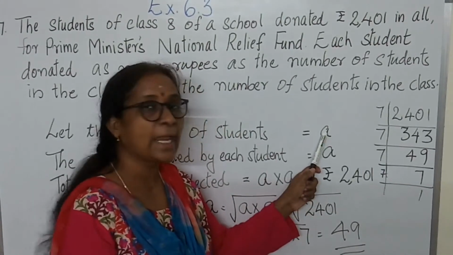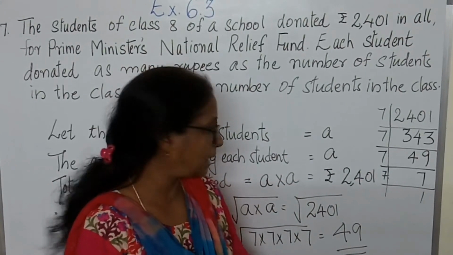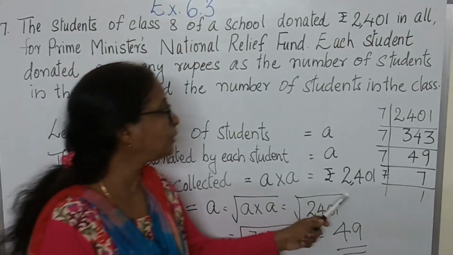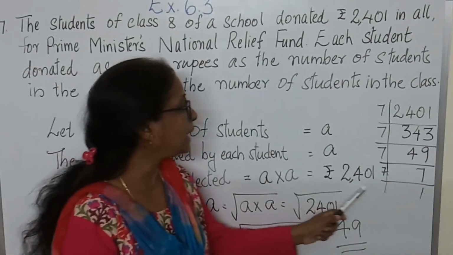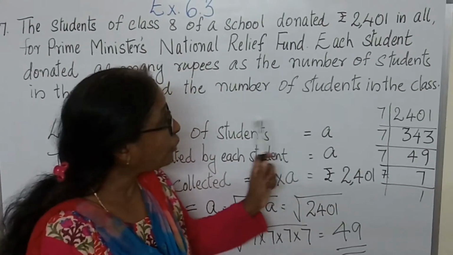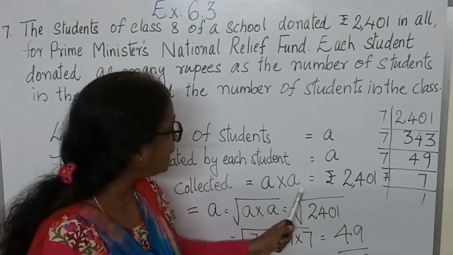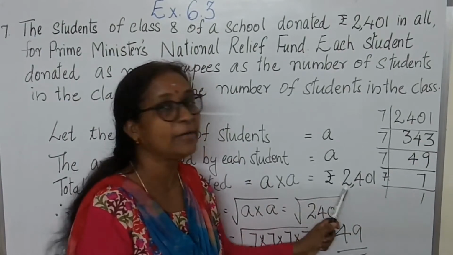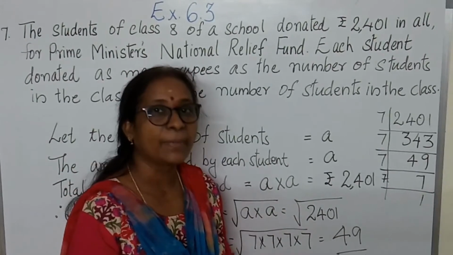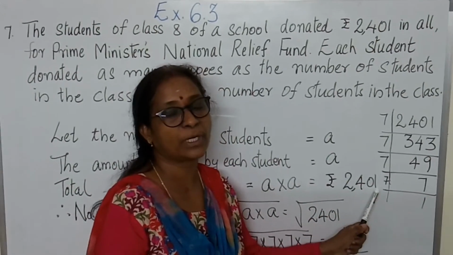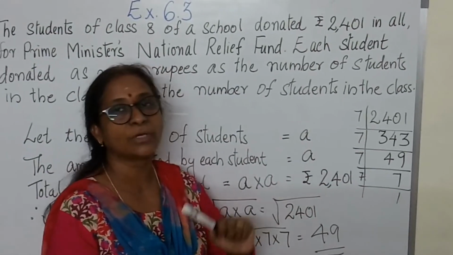So, what is A? Number of students. The second A is the amount given by one child. So, when we multiply both of them, we get 2401. Now, you see here, A multiplied by A is 2401. And what we have to find out? The number of students, which is A. Here, two identical factors of 2401 are given. So, how will you find A? It will be the square root of 2401. Now, you know how to find the square root. Find out the square root of 2401.